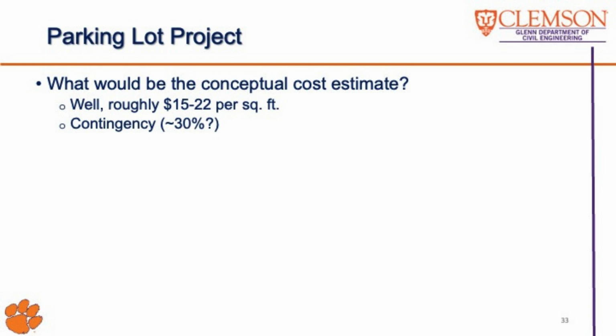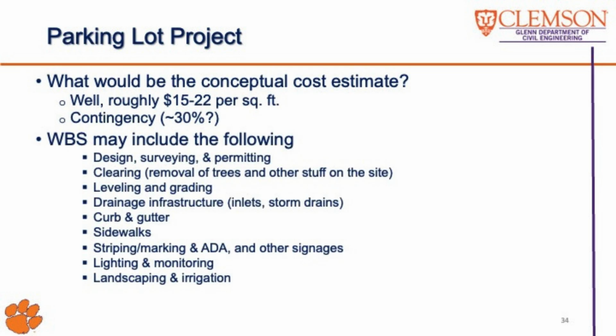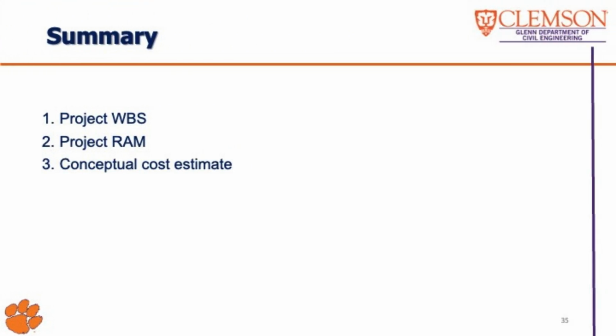To determine the required budget, you would add a contingency to the cost estimate. Contingency is often calculated as a percentage of the estimated cost, and for a conceptual estimate, it's usually around 30%. This buffer helps account for potential uncertainties or risks. For the WBS, work packages might include tasks such as design, surveying, clearing, grading, and installing drainage systems. If drawings are available, review them and consider watching videos on parking lot construction to gain a clearer understanding of other work packages that should be included in the WBS.